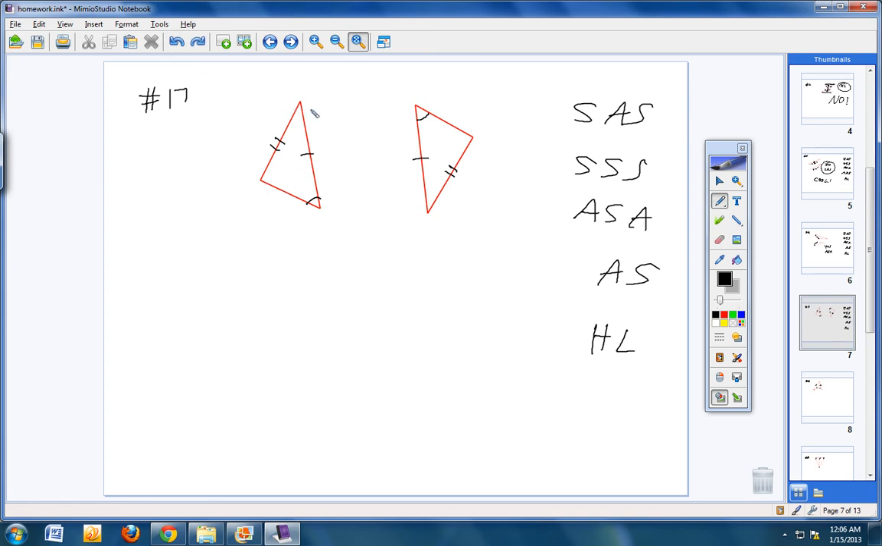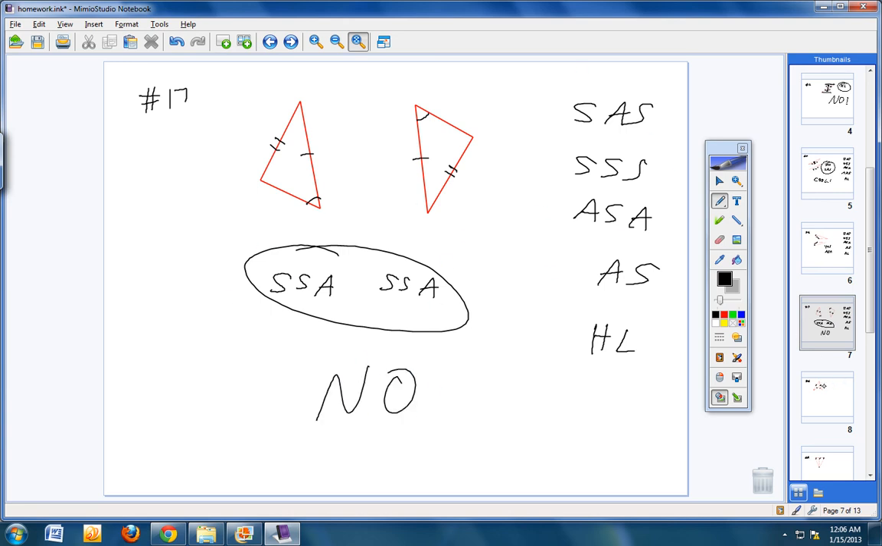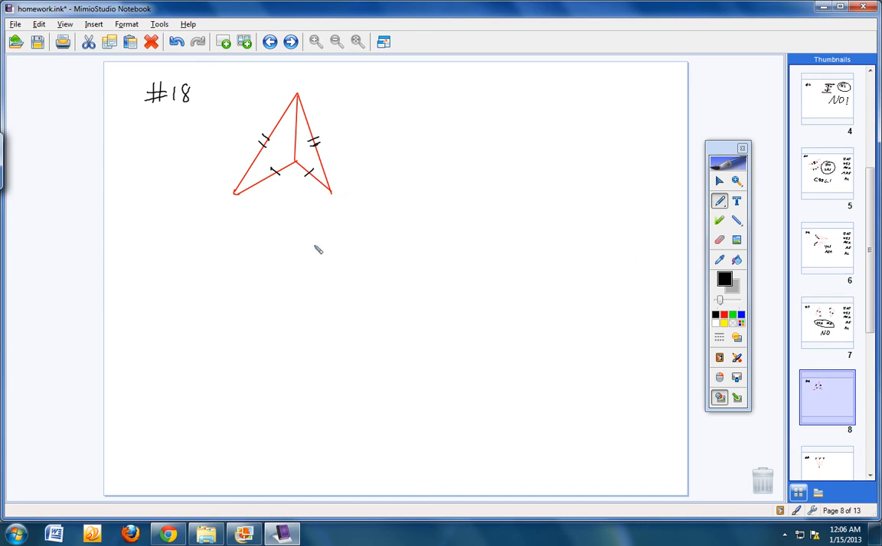I have side, side, angle congruent to side, side, angle. Do you see side, side, angle anywhere over here? The answer is no, you don't. So these triangles might be congruent, but you can't prove it using these, so the answer is no. All right. Okay, moving on to number 18.